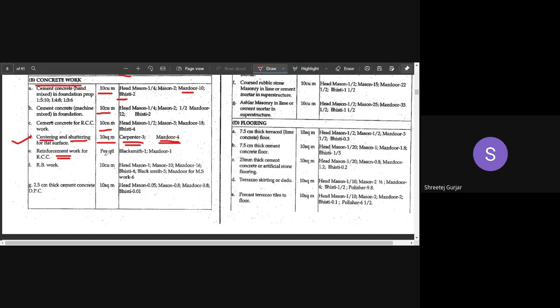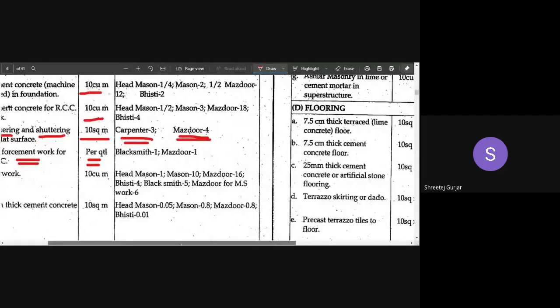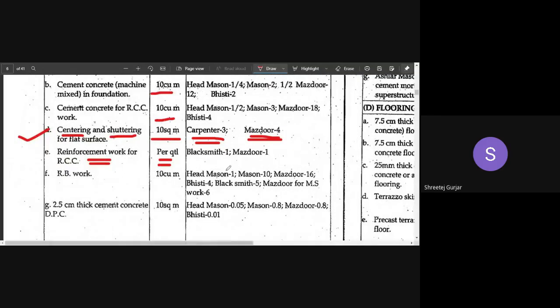Okay, reinforcement work. We are talking about steel reinforcement. Steel is usually calculated in quintals. We will calculate per quintal, and then one blacksmith. Blacksmith is one who works with steel. He works with iron or steel. One blacksmith and one Mazdoor.